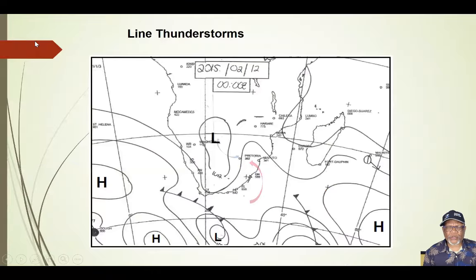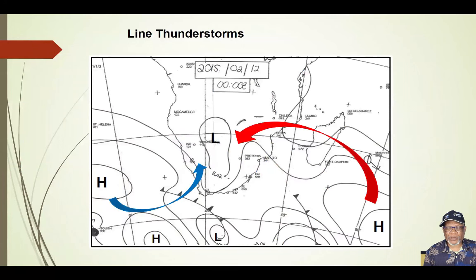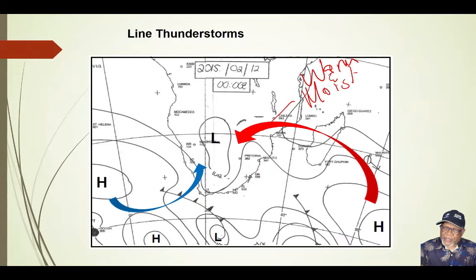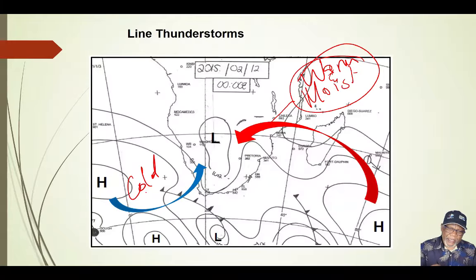Now, line thunderstorm. We've already spoken about thunderstorms many times, but it is very important that you must be able to describe these winds. You must name these winds. This is warm and moist air. Sometimes the examiner can ask you just to give the characteristics of this air mass. And then this one is cold and dry air. So sometimes you could just be asked to give those characteristics.